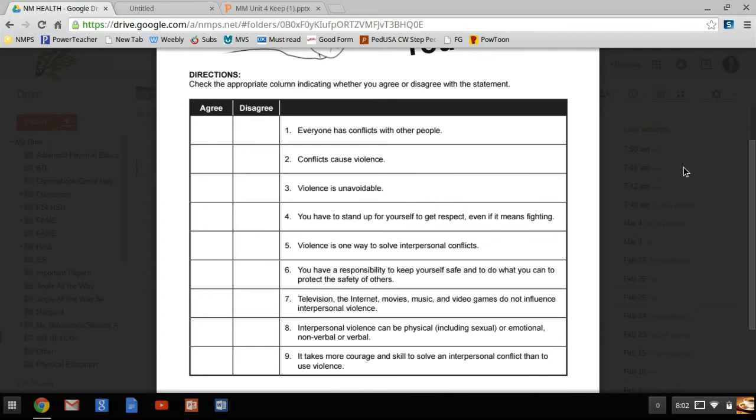Many researchers argue that any type of violence, physical or emotional, verbal or nonverbal, causes damage to other people, destroys relationships, and does not solve conflicts. And the last one, it takes more courage and skill to solve an interpersonal conflict than to use violence. And again, this one we could agree with.